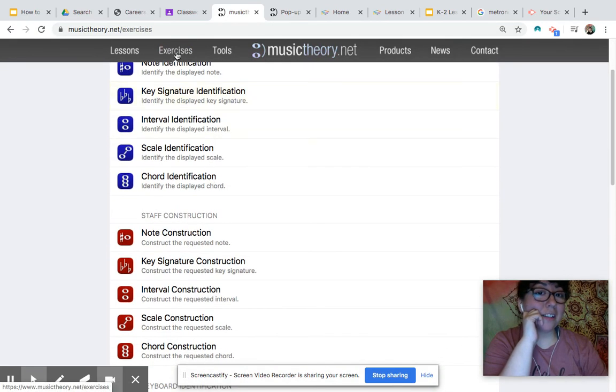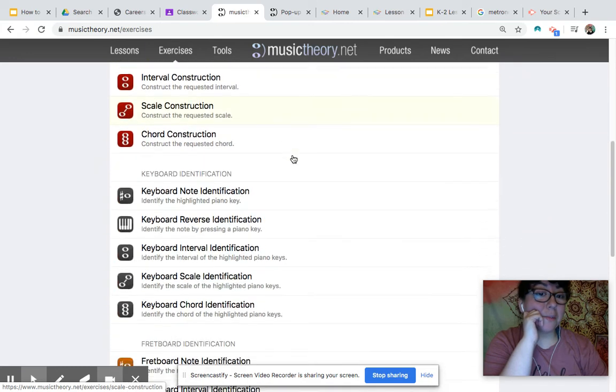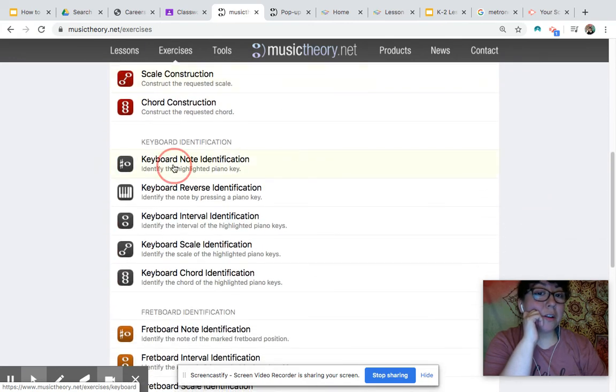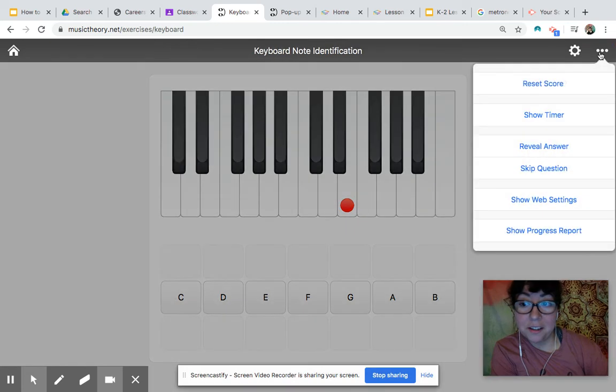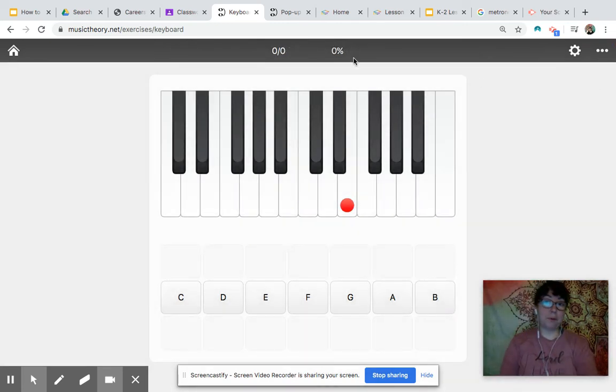I clicked exercises up here. I'm going to scroll down to keyboard note identification. Now, let's put our skills to the test. Oh, wait, I got to reset. Remember, I click reset here. I push reset. Boom. 0 out of 0. Let's see. How would I figure out this note that's marked for me?